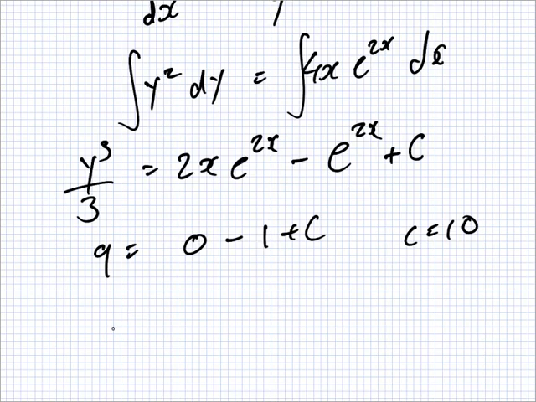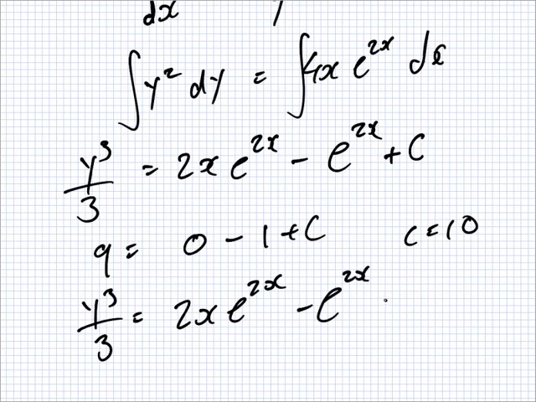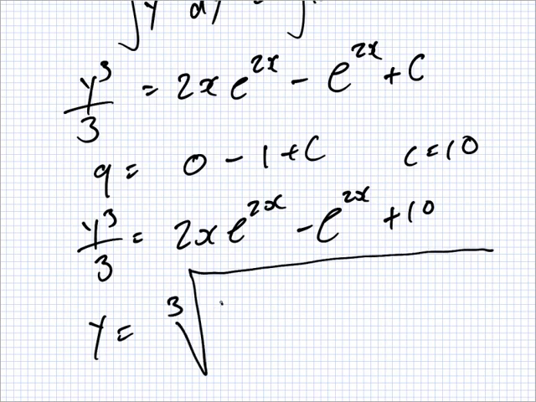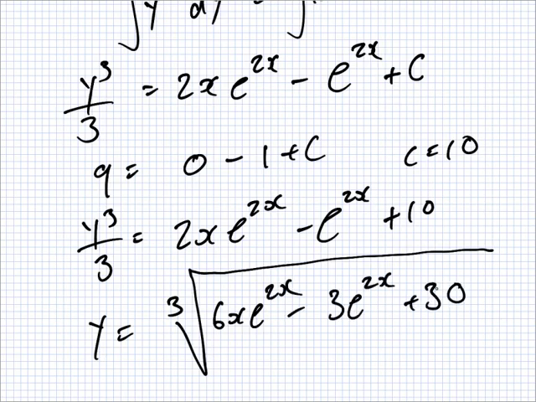y cubed over 3 equals 2x e^2x minus e^2x plus 10. So then y equals the cube root of 6x e^2x minus 3e^2x plus 30. He probably has plus 33 in his answer. Yes.